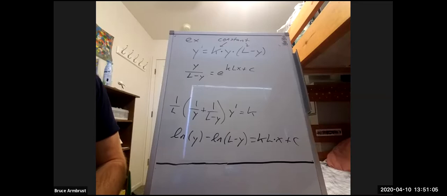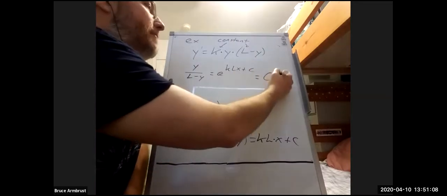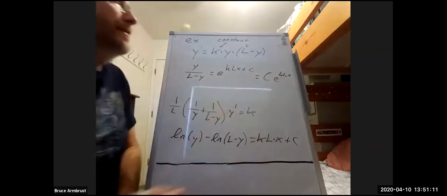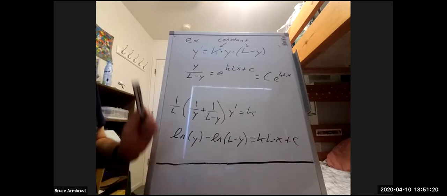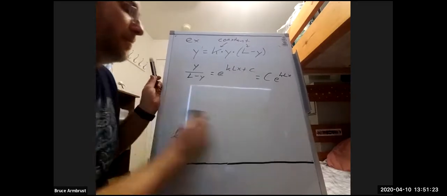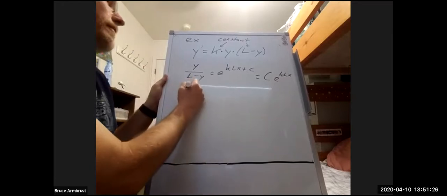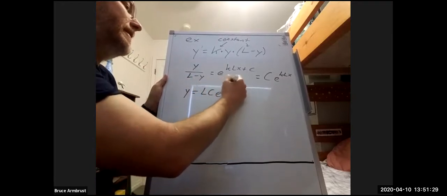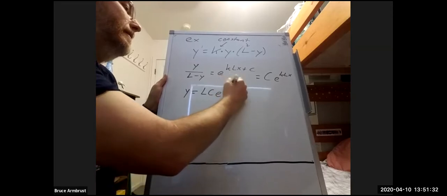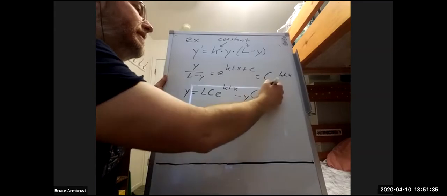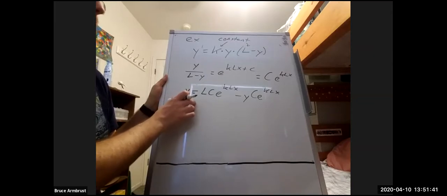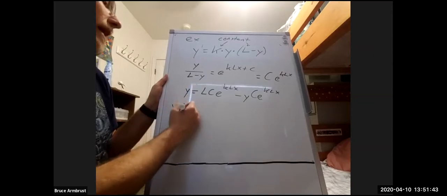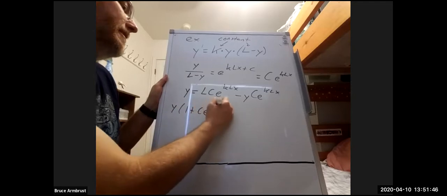And I hope you guys are all good with me just putting that c out front, because the plus c means we're multiplying by e to the c, which is a constant. And now this is going to be pretty quick, because we can multiply to get rid of that fraction. So we have y is equal to L c e to the kLx minus y times c e to the kLx. I move this other piece with y. I go ahead and I factor. I'm going to get y times 1 plus c e to the kLx.